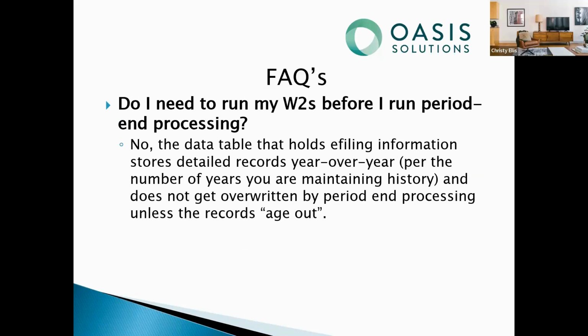The data tables are now structured in a way that it stores that data year over year per the number of years of history you're maintaining. So it doesn't get overwritten by period end processing unless the records age out beyond the amount of years that you're retaining your history. So that's why it's, again, important to make sure you have the right number of years history that you're maintaining. So no rush to get your W-2s done before you do period end processing.